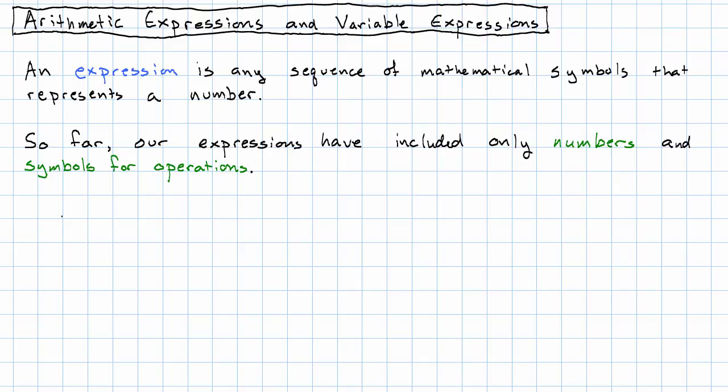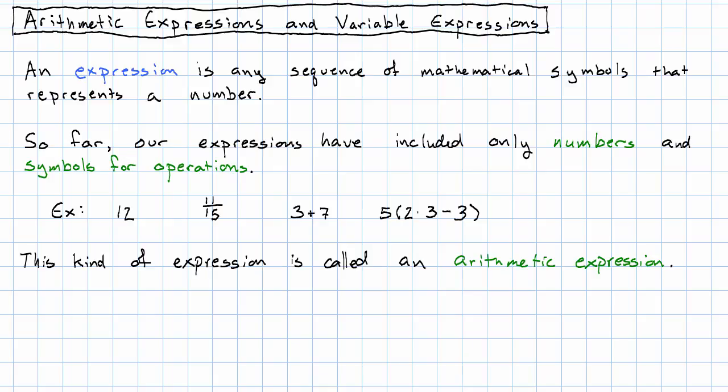So, examples of expressions we've seen before. We've seen just single numbers. Single numbers that happen to be expressed as fractions. Or expressions that include several numbers with operation symbols connecting them. And so on. This kind of expression is called an arithmetic expression.